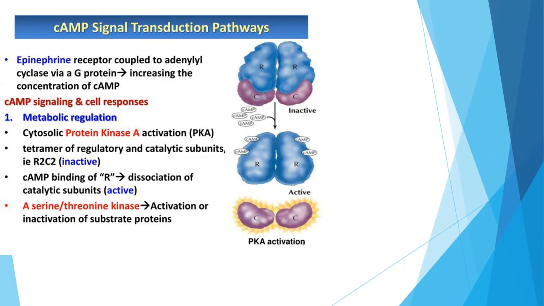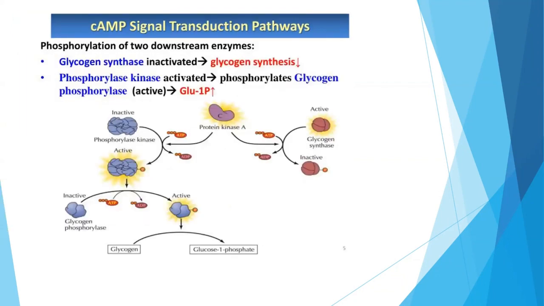So metabolic regulation. The cytosolic protein kinase exists as a tetramer of regulatory and catalytic subunits, that is R2C2, which is inactive. The cAMP binding to the regulatory subunits causes the dissociation of the catalytic subunits and makes them active. Now, a serine threonine kinase causes activation or inactivation of substrate proteins. Now, the phosphorylation of two downstream enzymes takes place in the cAMP signal transduction pathway. The glycogen synthase is inactivated, which decreases the glycogen synthesis, and the phosphorylase kinase is activated, which phosphorylates the glycogen phosphorylase, which increases the glucose 1 phosphate.